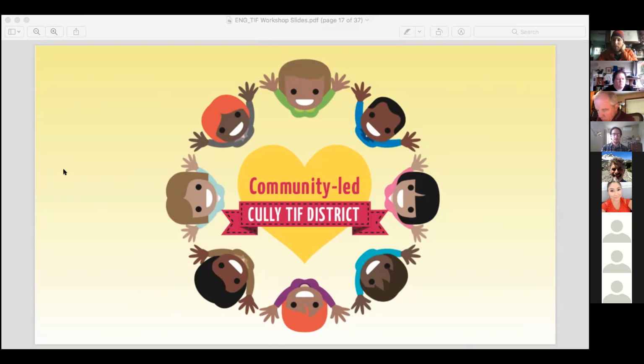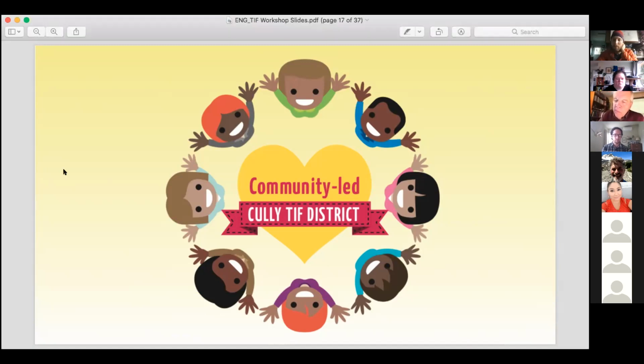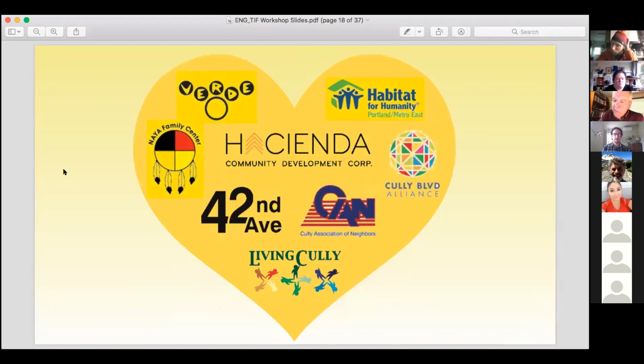And from there, we need to take it to the city council. If we can create a plan that we feel confident is going to achieve our goals of preventing displacement and actually creating more opportunity for folks who could be at risk of displacement, then we will move it forward to city council later in the year. And when I say we, I'm talking about this coalition of community-based organizations that are active here in the Cully neighborhood.